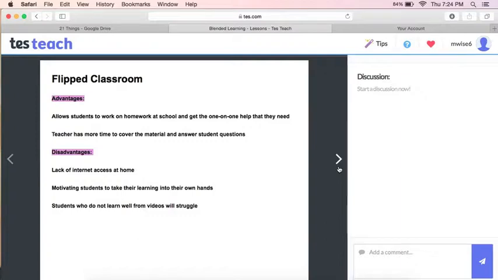I like the flipped classroom model. I think it's a really awesome way to do the blended learning. I just do fear the lack of internet access at home. That is one of my biggest things, that I don't want to put a student behind because they don't have internet. But that doesn't mean you can't do it, and doesn't mean that you can't find another way to implement this.